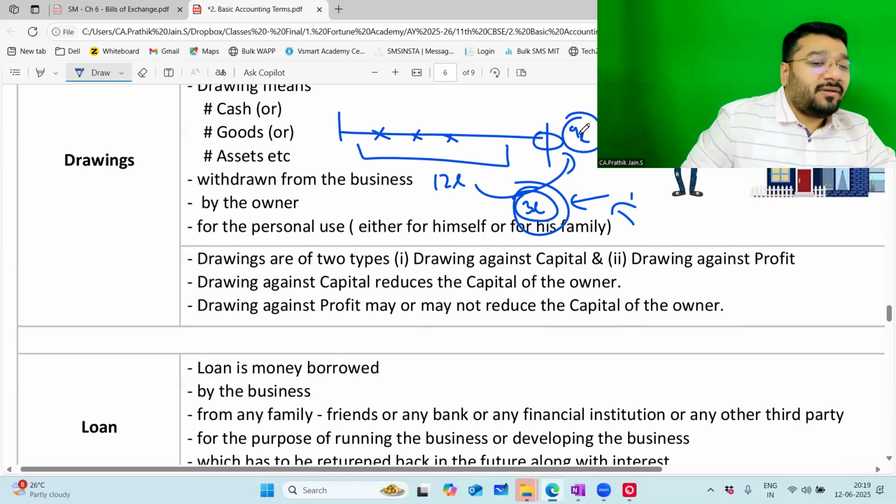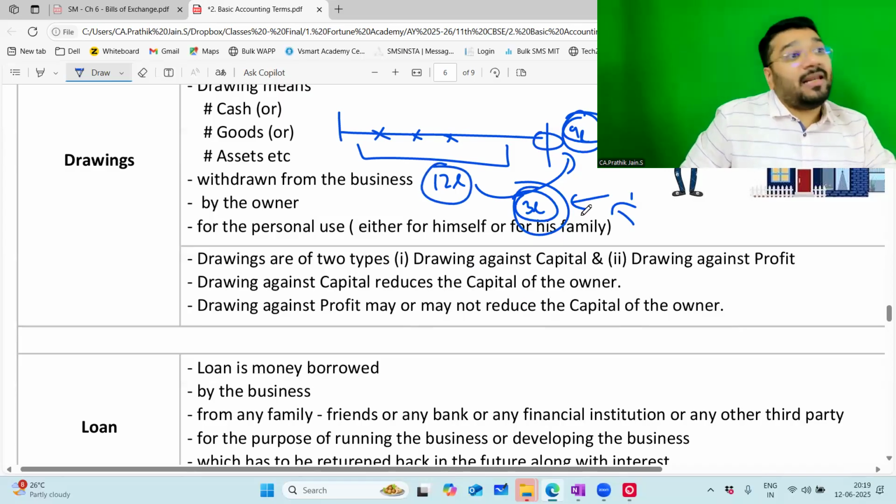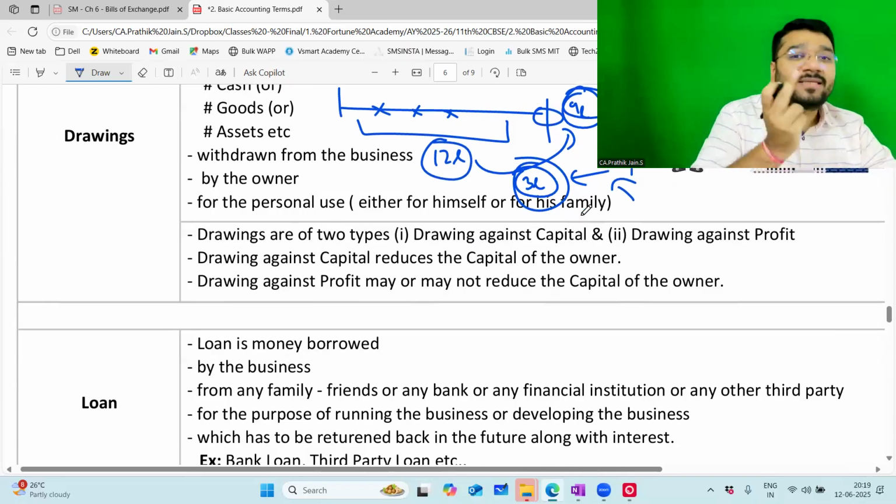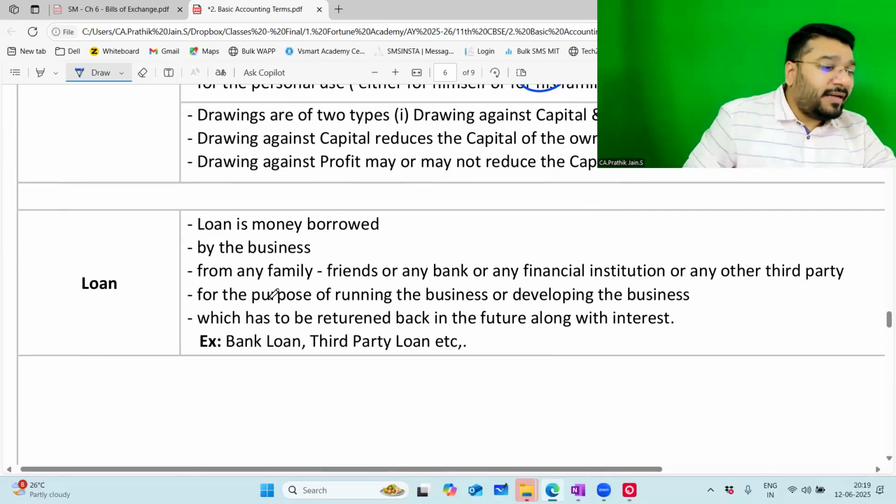The question was, at the end you get to know the profit is only 9 lakh, but you withdrew 1 lakh every month. So 12 lakh you withdrew. So how much extra did you withdraw? 3 lakh. So you have to give this 3 lakh back that you extra withdrew, along with interest. That I'll be discussing in 12th, not in 11th. Next, let's talk about loan.